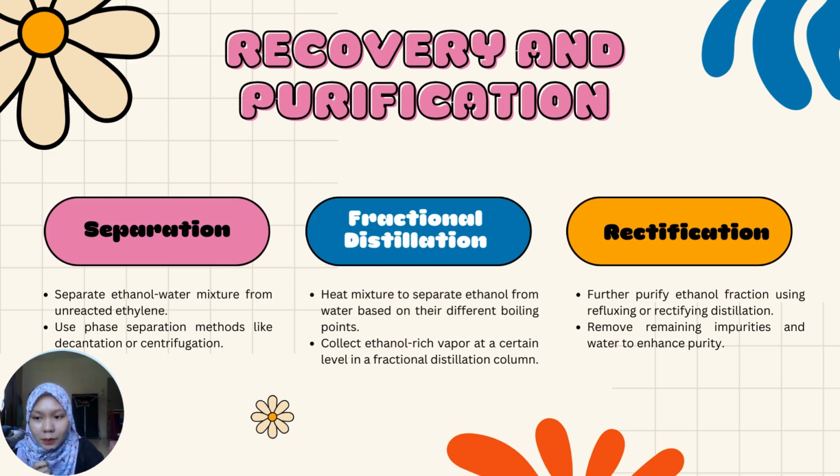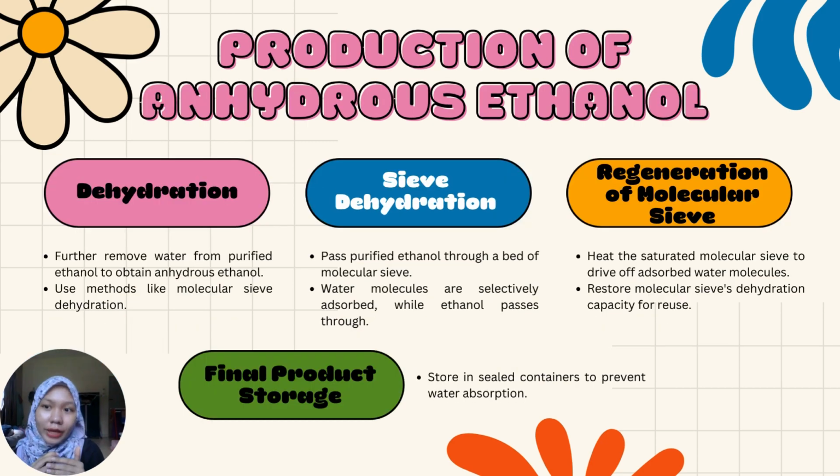The rising vapor comes into contact with descending liquid reflux, which helps to enhance the separation efficiency by promoting equilibrium between the vapor and liquid phase. This process allows for the removal of remaining impurities and water from the ethanol stream, resulting in a more concentrated and purified ethanol product.